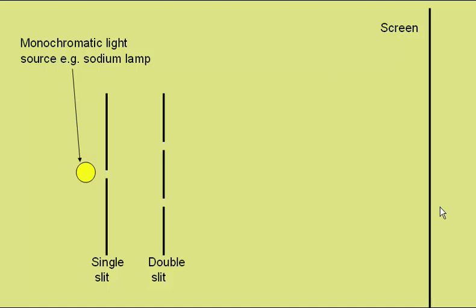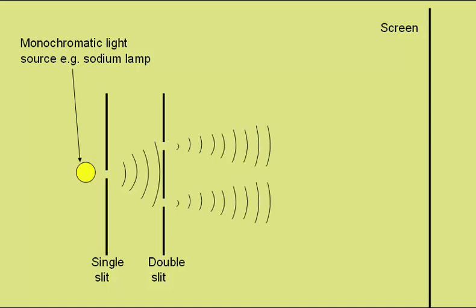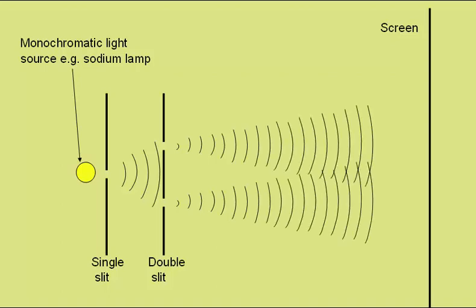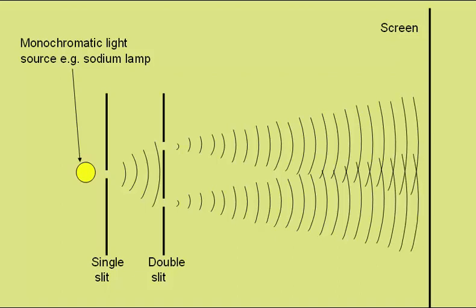Along here we then need a screen to capture the light on. The waves will pass through something like this. And around about this point the two coherent light sources will cross. We will get interference in this region here where the two light sources come together.